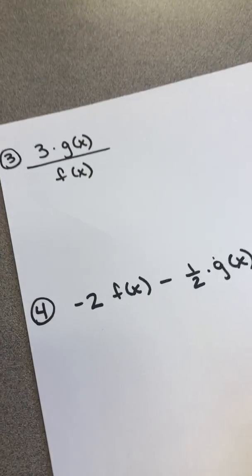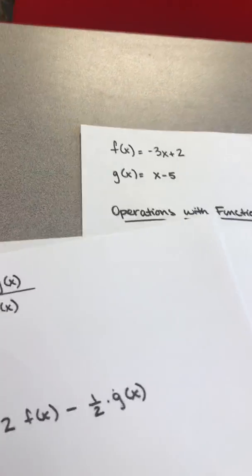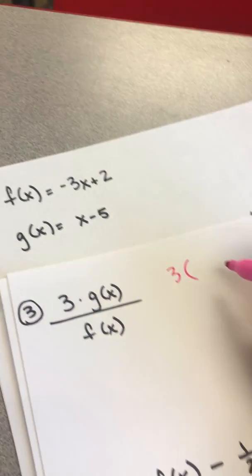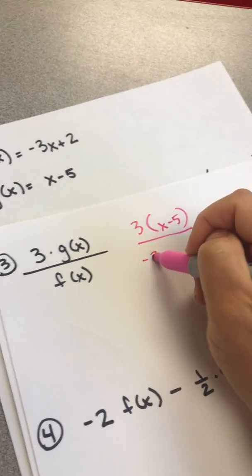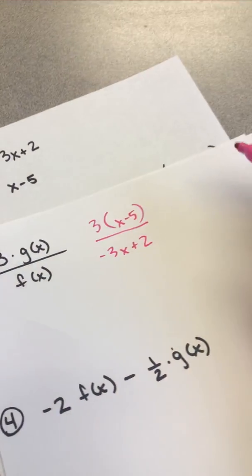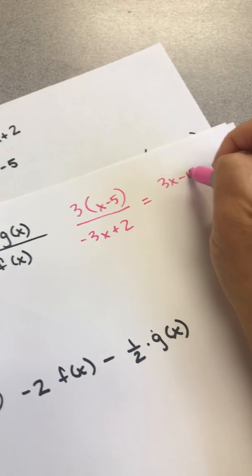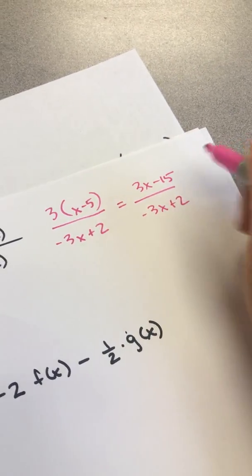Now the next one we have is 3 times g of x over f of x. Let's keep in mind, let me put these functions up here again. Our g of x is x minus 5. So we have 3 parentheses, x minus 5 over f of x, which is negative 3x plus 2. And again, we're going to distribute in the numerator, so we get 3x minus 15 over negative 3x plus 2.